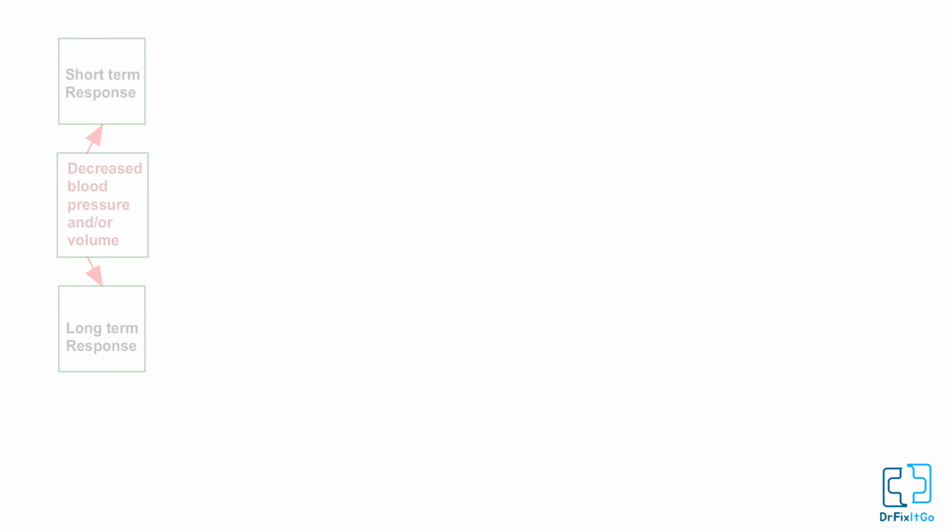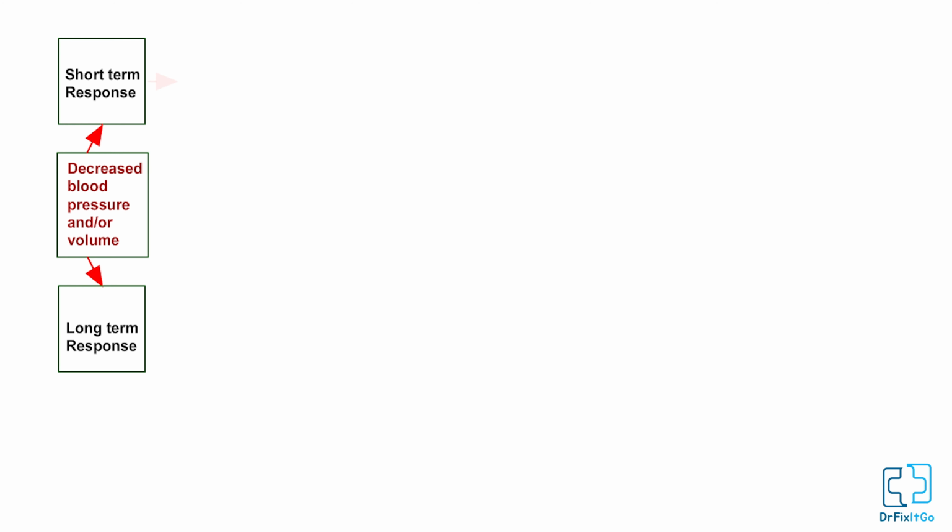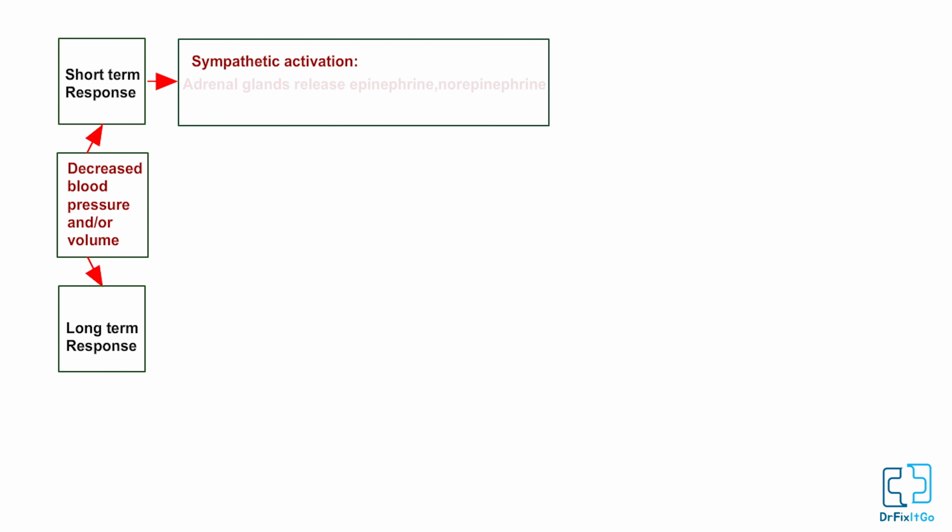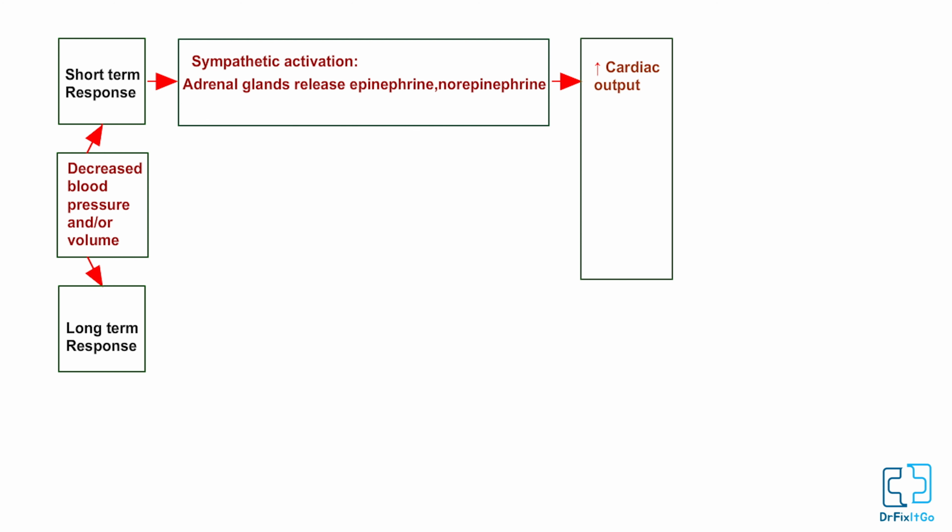There are two responses in blood pressure, a short-term response and a long-term response. The short-term response involves sympathetic activation, which means that the adrenal glands release epinephrine and norepinephrine. This leads to increased cardiac output, which helps maintain blood pressure, and peripheral vasoconstriction, which is the narrowing of blood vessels to raise blood pressure.